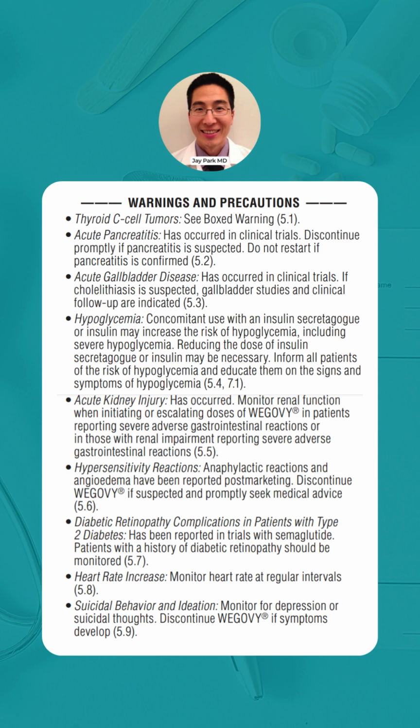Acute kidney injury. Patients have experienced acute kidney injury or worsening renal failure requiring dialysis. Renal function should be monitored when initiating or escalating the dose of semaglutide. The majority of the acute kidney injury events occurred due to a patient experiencing adverse reactions like nausea, vomiting, diarrhea, or abdominal pain, which led to volume depletion.